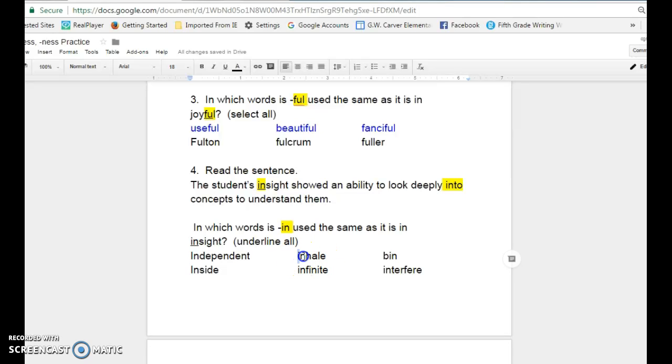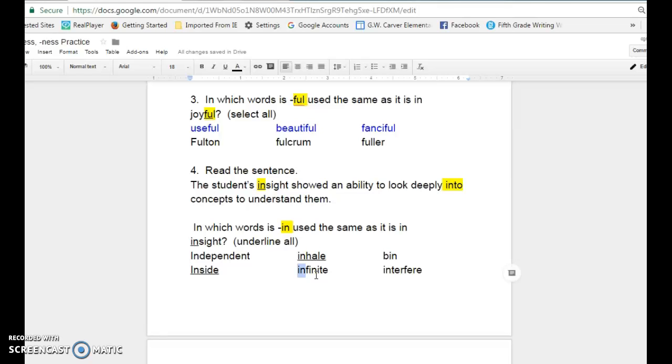Inhale, does it mean into? If you inhale, what are you doing? You're breathing in. So I would underline that one. Been, well, I notice here it is a prefix. Here it is at the end of a word. It's not even a suffix, and it doesn't mean into be. So I would mark that out. Inside, well, is it in the right place? Yes. Does it mean into? Well, if you're inside a house, you're going into a house. So yes, I would underline that to choose it.